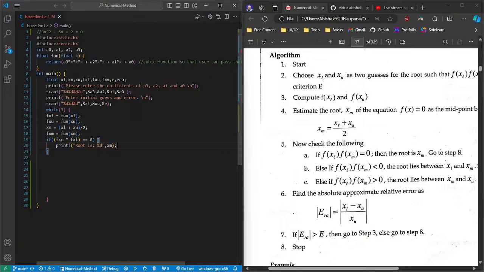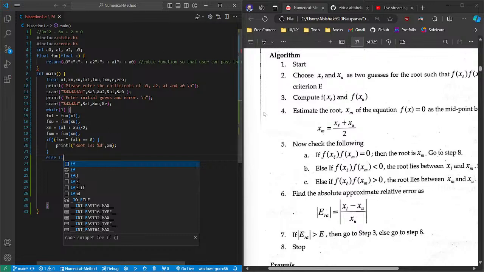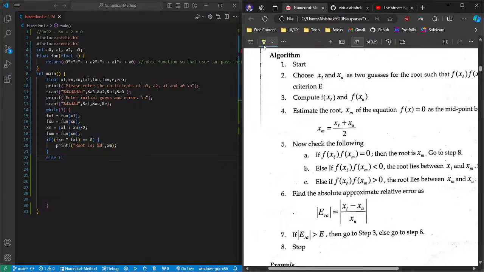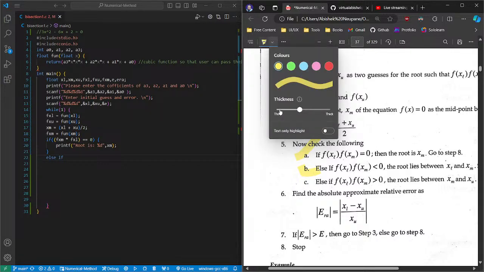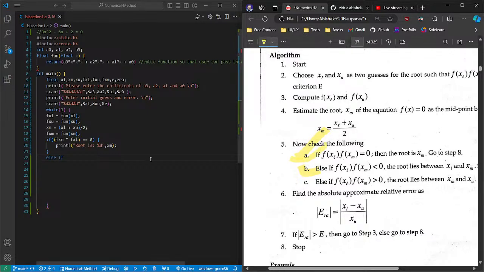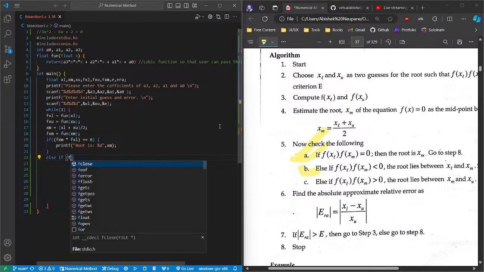Okay, let's use another rule. Else if, we finish this, okay, I would like to tick mark. We finished this already. If yes, finish this. Okay. Else if, let's enter it itself, else if f(xl). Let's put brackets here also.